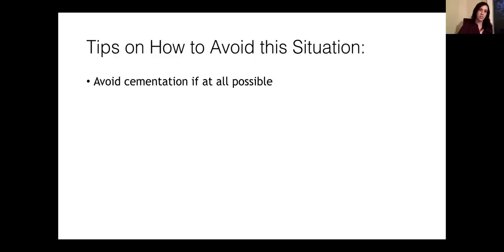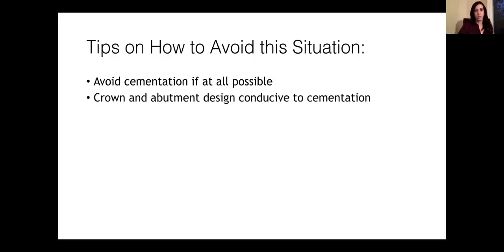Now, in certain situations, we know that we can't always have a retrievable screw-retained restoration. So in situations like that, you are forced to have custom abutments and cemented crowns on top of it. So if you cannot avoid cementation and you have to cement, what you should do, and what your lab should do, is to design the crown and the abutment in a manner that's conducive to cementation. So what do I mean by that?